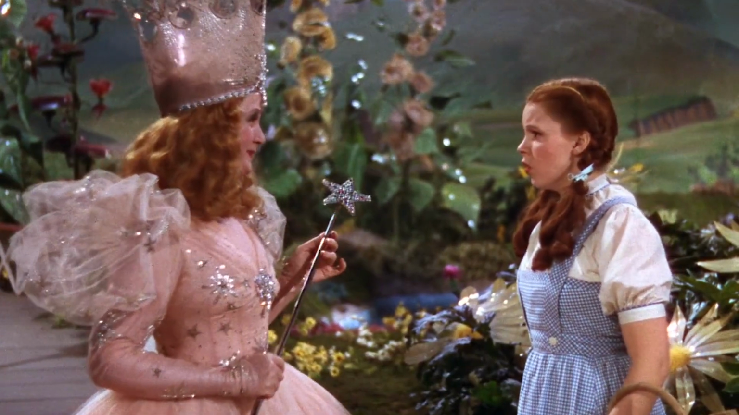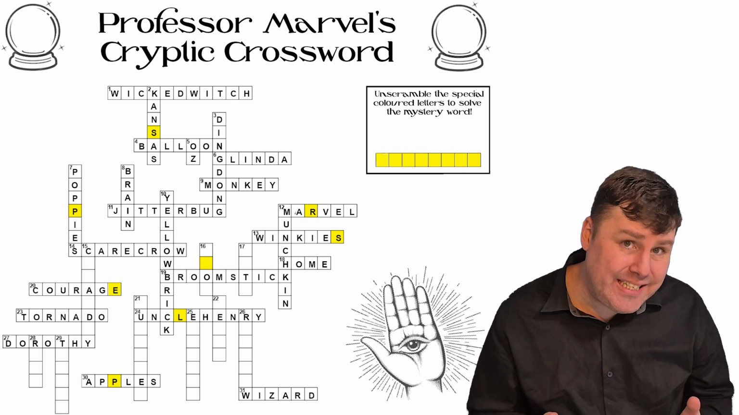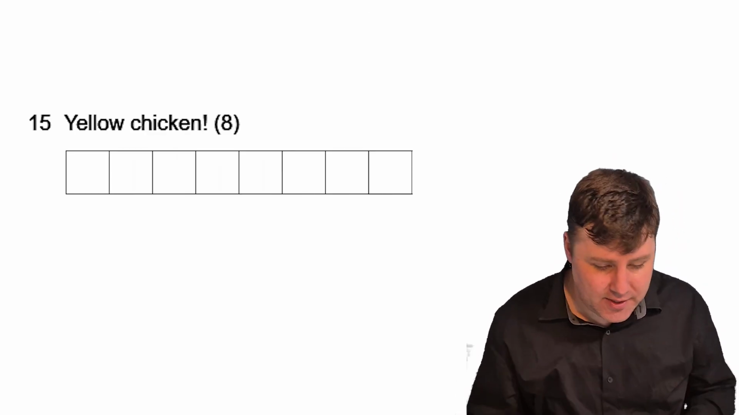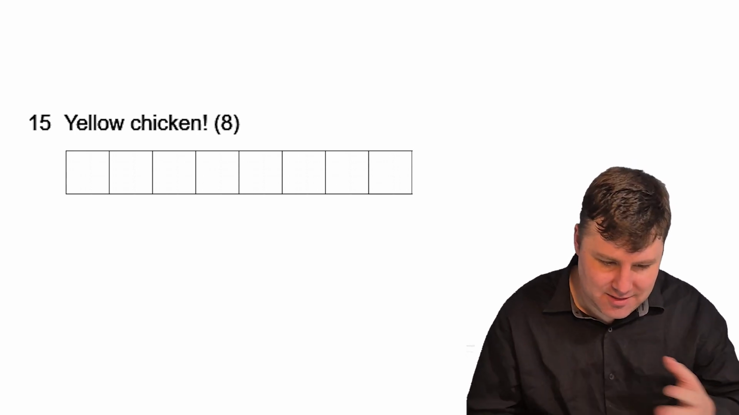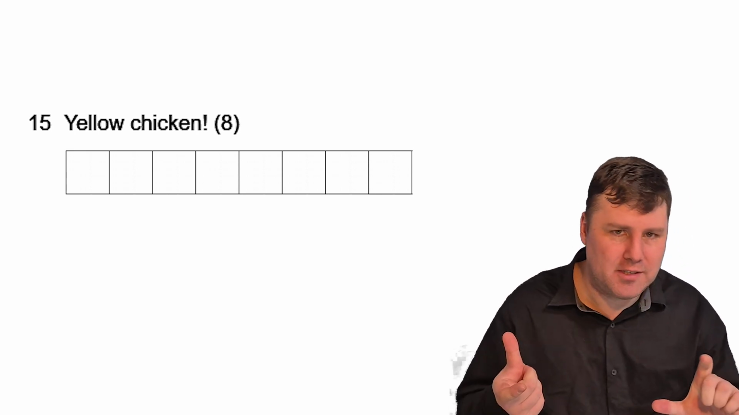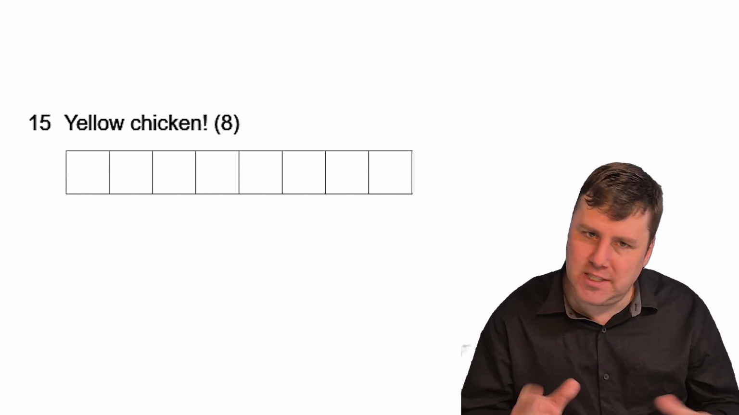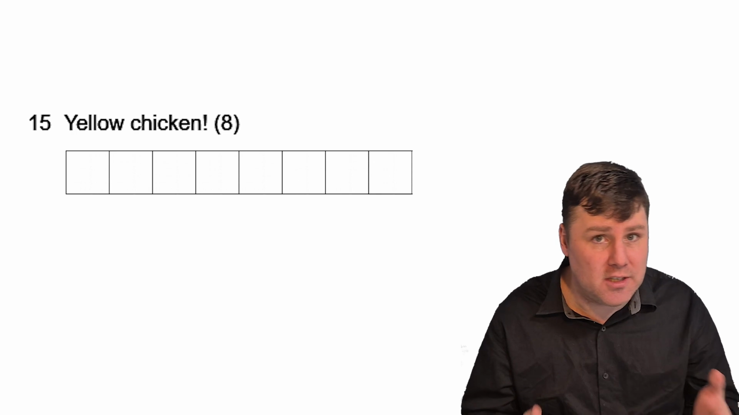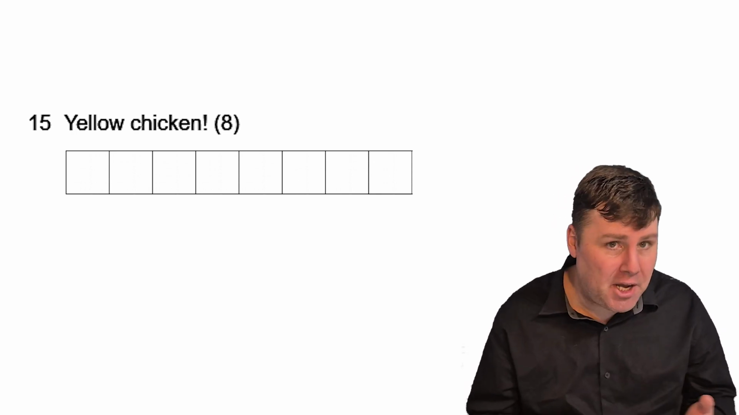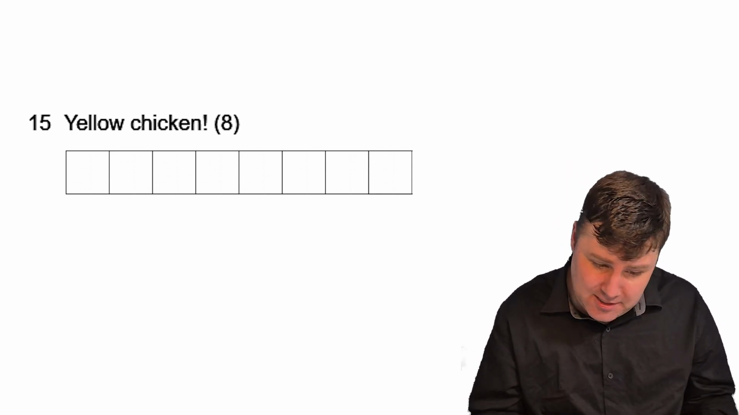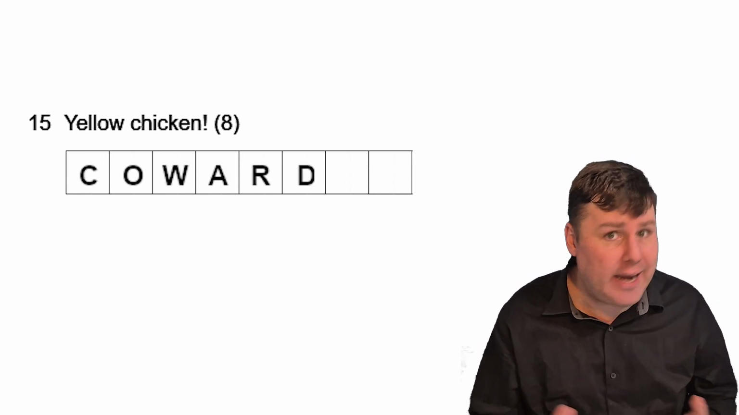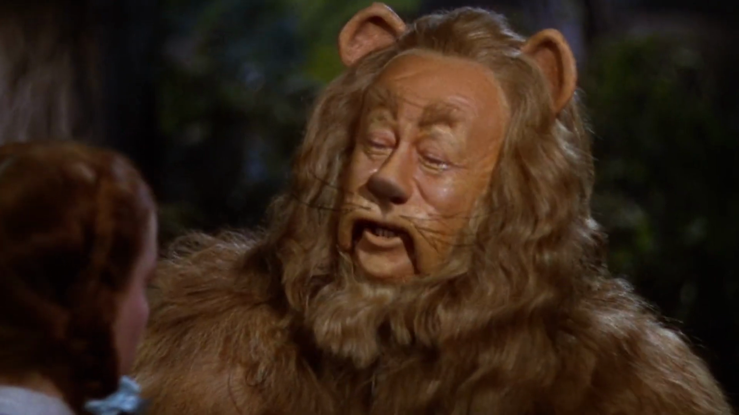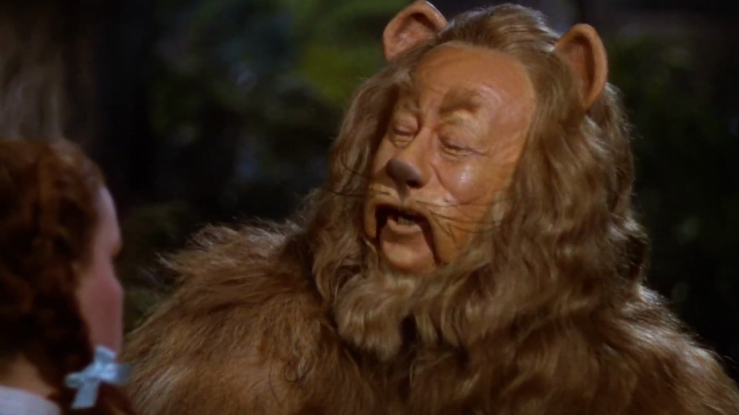But if you please, what are munchkins? 15 down, simple little double definition for you. Yellow chicken. All right, it's a chicken that's yellow. Or once again, using our noggins, finding some synonyms, finding some alternate meanings of these words. Yellow can be used to describe someone who is cowardly. And chicken can also be used to refer to someone who is cowardly. So our 8-letter answer here is cowardly. Wouldn't you feel degraded to be seen in the company of a cowardly lion?